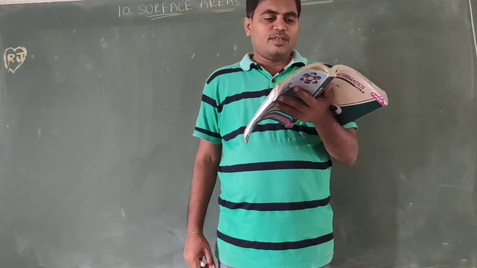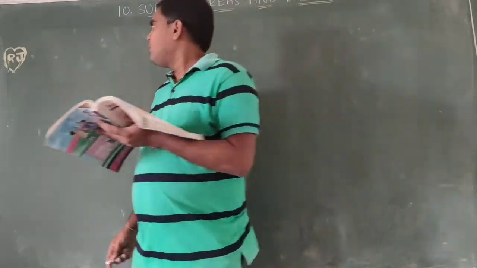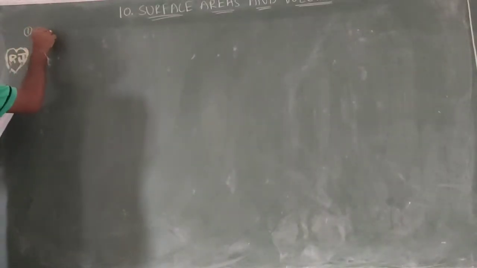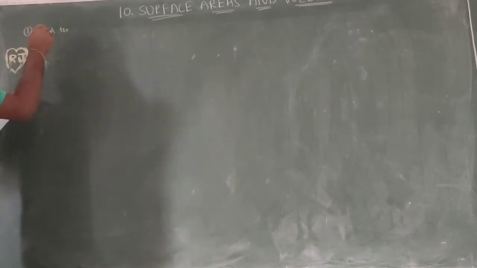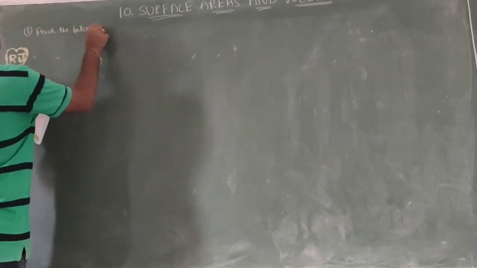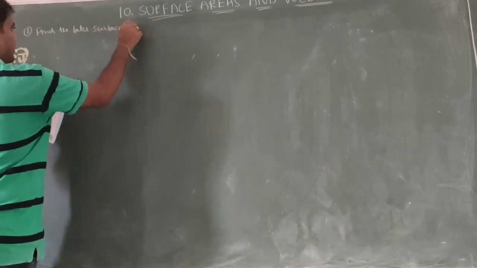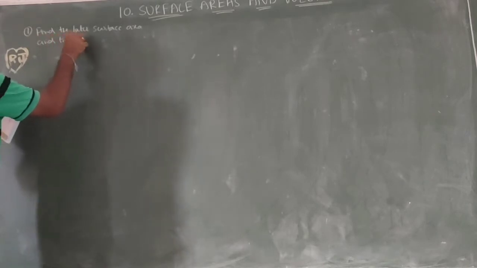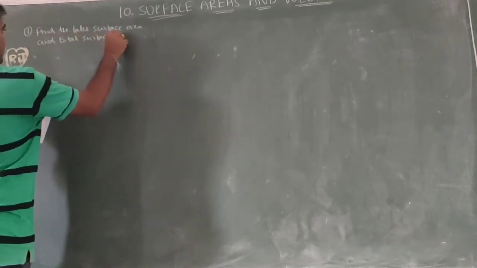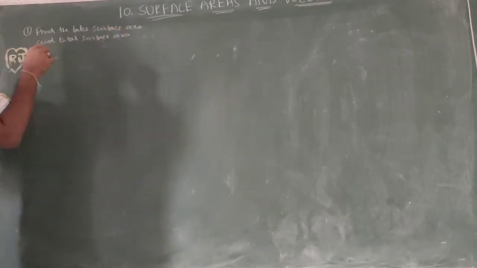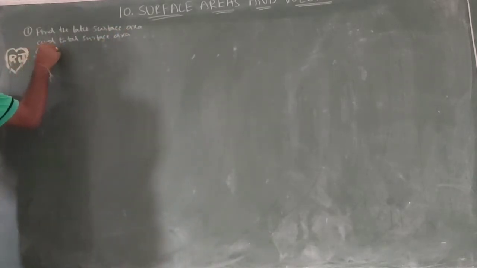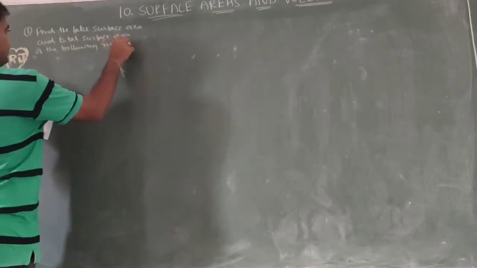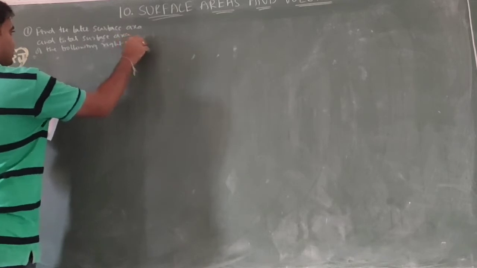and values. So exercise 10.1. First question. Find the lateral surface area and total surface area of the following right prisms. First one.